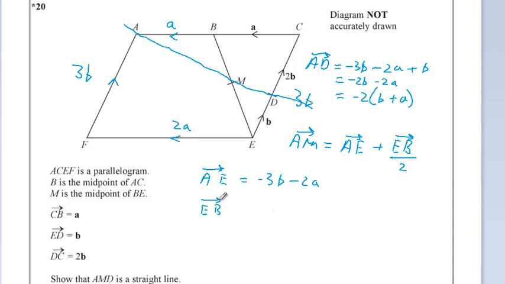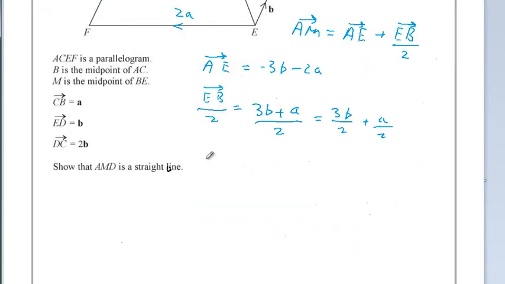E to B over 2 is going to be 3b plus a. Takes us that 3b plus a, and then we're going to have it to get to M. And I think the easiest way to show that is 3b over 2 plus a over 2. And now all we've got to do to get A to M is add these two together.